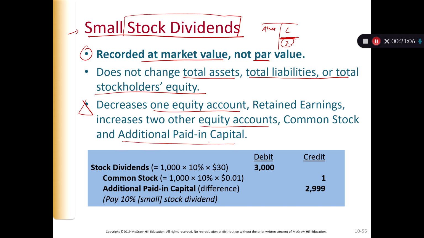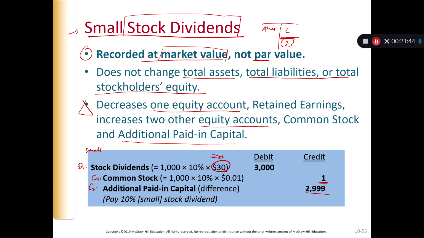Why is that? Because with a small stock dividend, you want to record at the market value. So when we have a market value, we know there's definitely additional paid-in capital. Therefore, when we debit stock dividend, we want to record at $30 per share instead of 0.1, right? So that's $3,000, and we know for 1,000 shares, the common stock at par value is going to be just $1. However, the additional paid-in capital is $2,999.